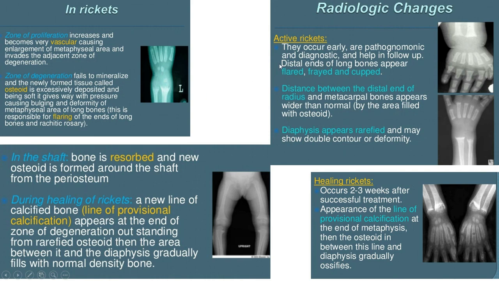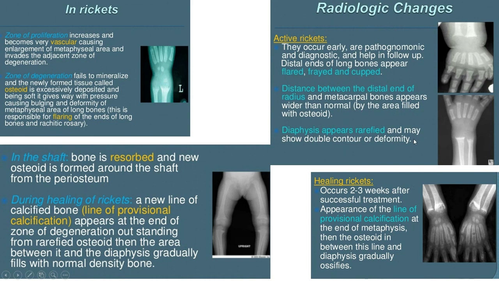Now in case of active rickets, along with the flaring there will also be cupping. Cupping means growth will be restricted in this center. This is called cupping, and along with it there is splaying, meaning an increase in the width of the wrist or the width of the metaphysis. So three things occur: cupping, splaying, and fraying.